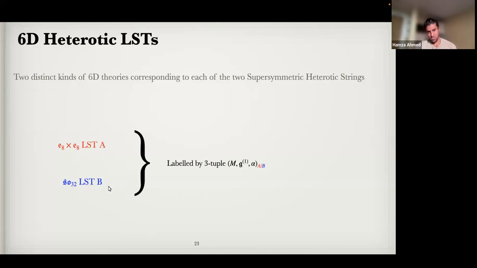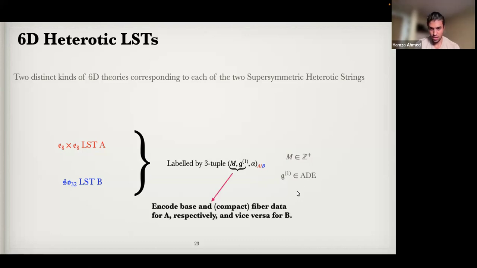In particular, you can label these theories by a three-tuple: this number M, this affine Lie algebra G, and then some coefficient alpha. These quantities are specific in the sense that M has to be a positive integer, and then G is some ADE type affine Lie algebra.